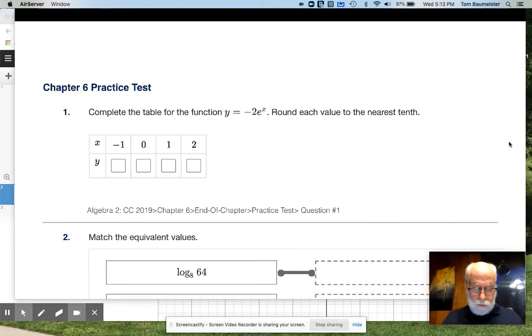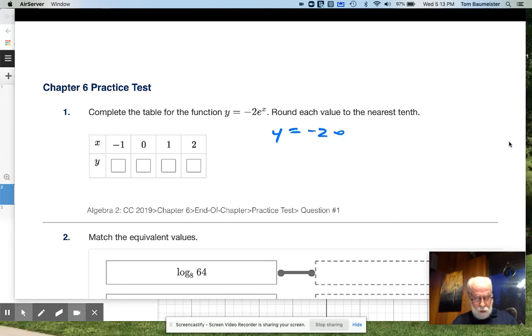Here's your practice test. Number one, complete the table for the function y is equal to -2 times e raised to the x power. Round each value to the nearest tenth. So again, all you're doing is plugging in. y is equal to -2 times e raised to the negative first power. And on that one, you should get -0.7.